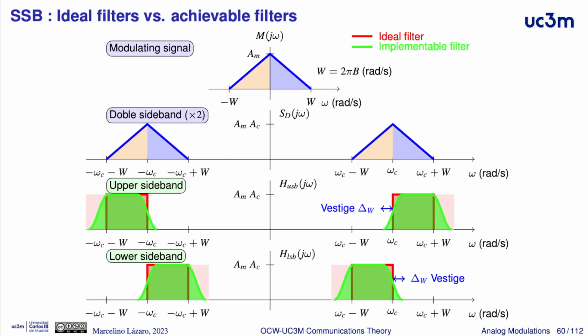If this type of filters is used, there is a vestige of the sideband that was previously removed, this vestige here or this vestige here, and there is a distortion of the sideband that was previously transmitted without distortion, because now we don't have an instantaneous transition from 0 to 1 or from 1 to 0.